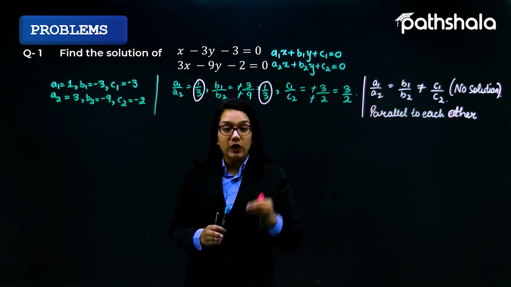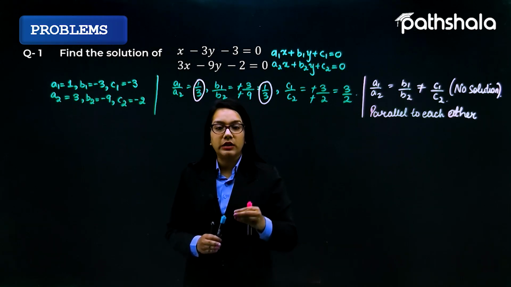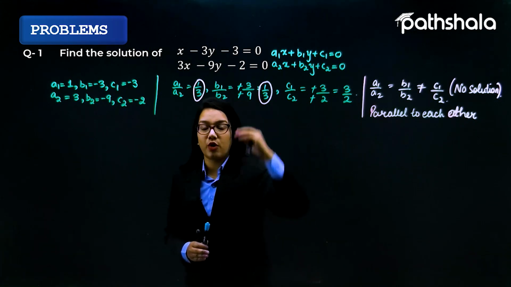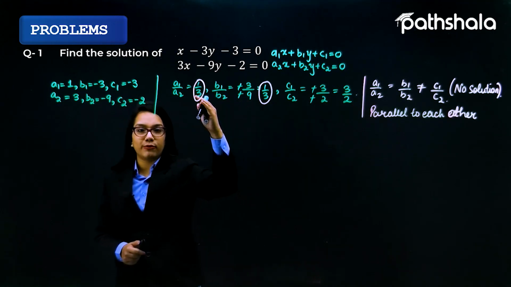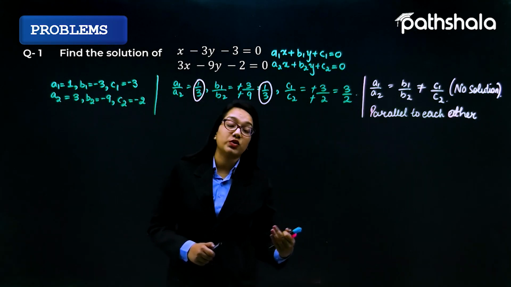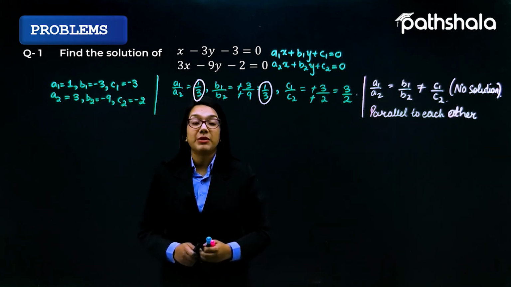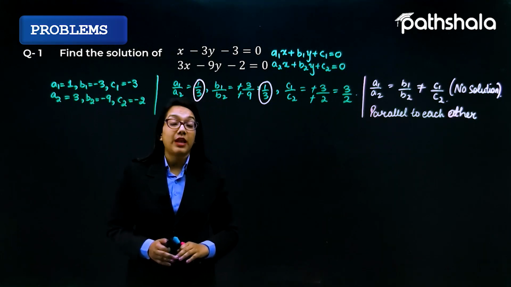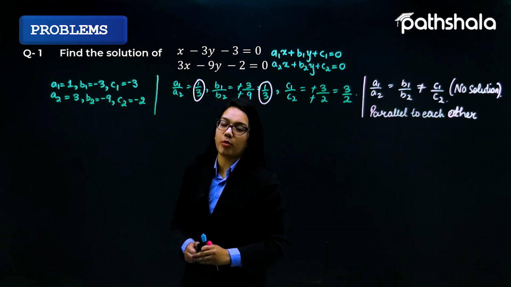So it is always necessary that we check the ratios, what they are actually representing, or what is the algebraic interpretation of the pair of equations, in order to solve them. As we have seen for this particular question, a1 by a2 is equal to b1 by b2, which is not equal to c1 by c2, and these lines are parallel to each other. It means there is no solution. So if there is no solution, then there is no need to apply any method to find the solution of this question. Now let's move on further and talk about the second question.